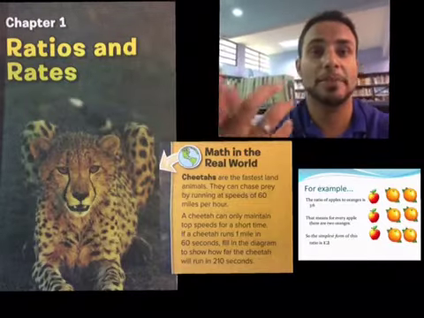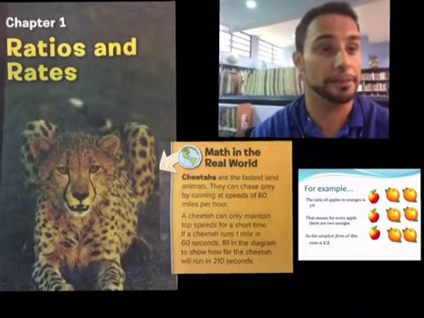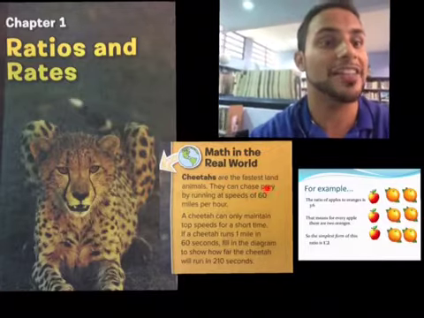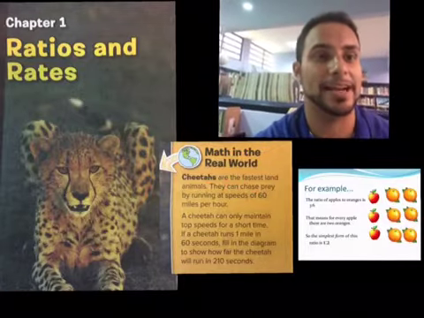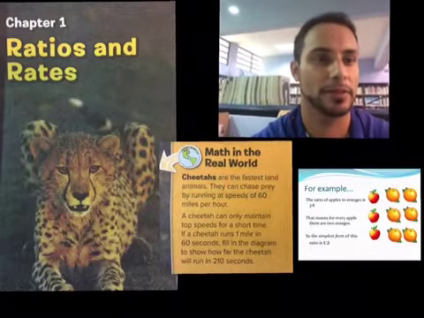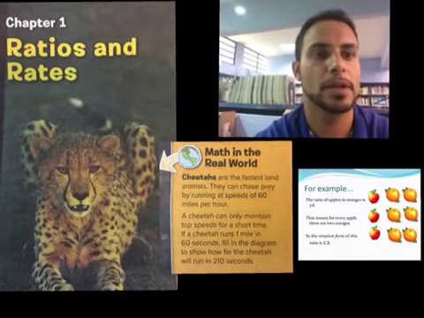Now as you can see, the image that we use for the beginning of the chapter is a cheetah. Why a cheetah? Well, take a look at this interesting fact right here. Cheetahs are the fastest land animals. They say land because I think for water, the fastest is the dolphin. Or actually no, the swordfish, maybe.